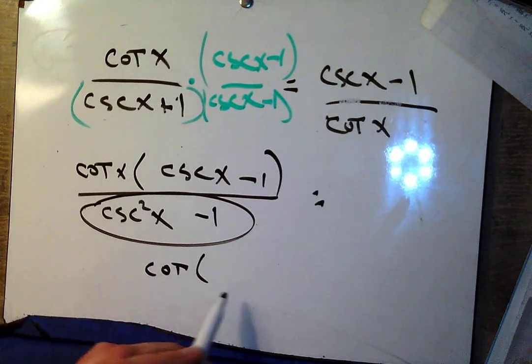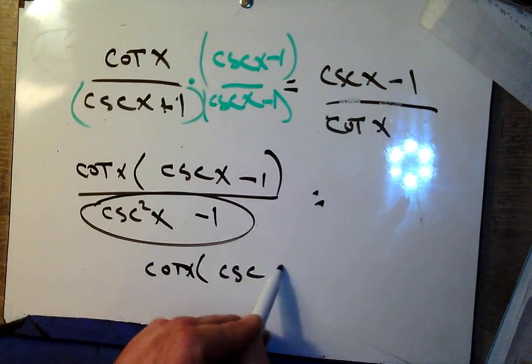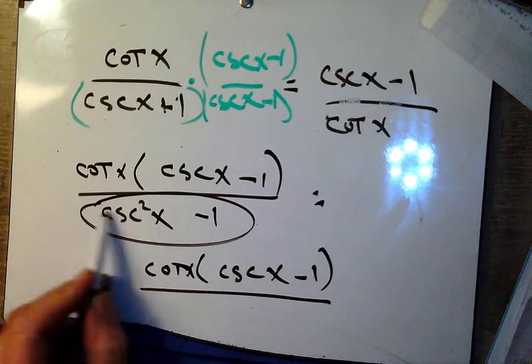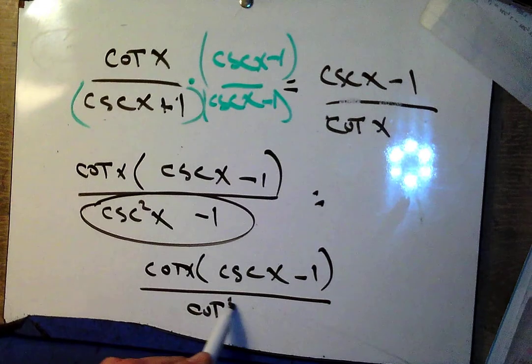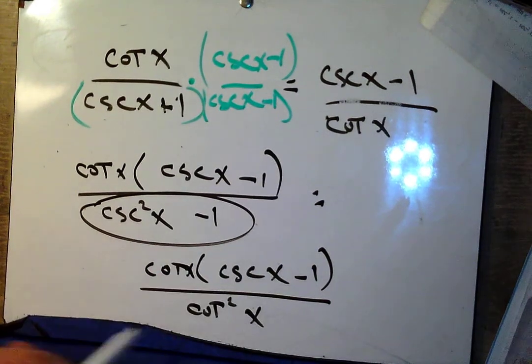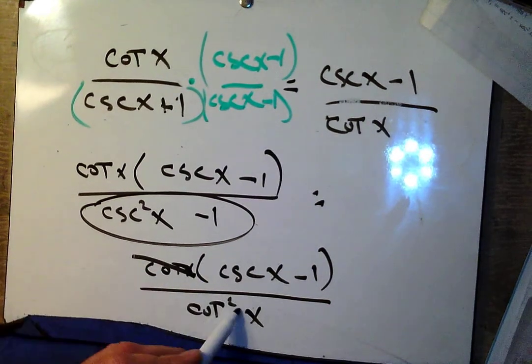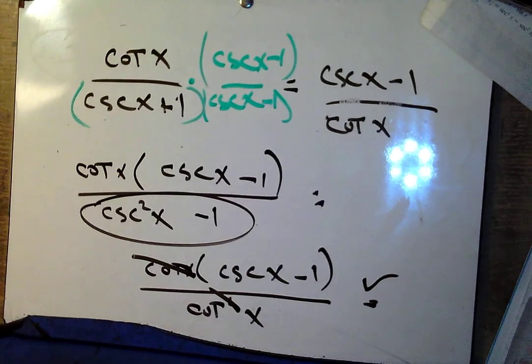Yeah, it is. Cotangent x, cosecant x minus 1, and on the bottom, cotangent squared x. Cosecant squared minus 1 is cotangent squared. And I can cancel and cancel, and I'm done.